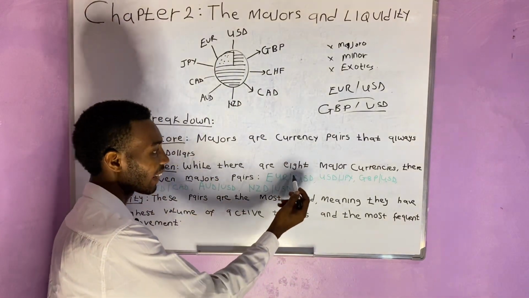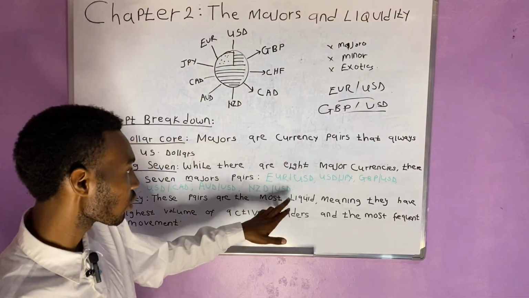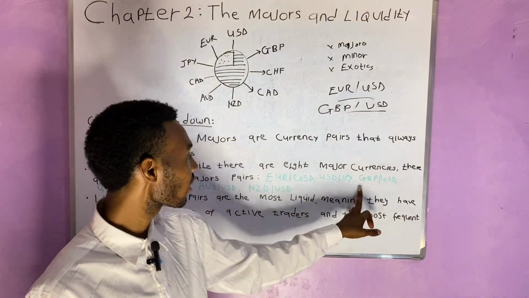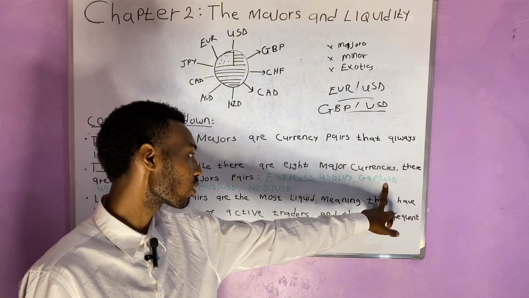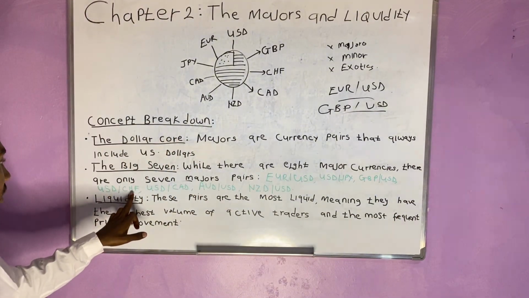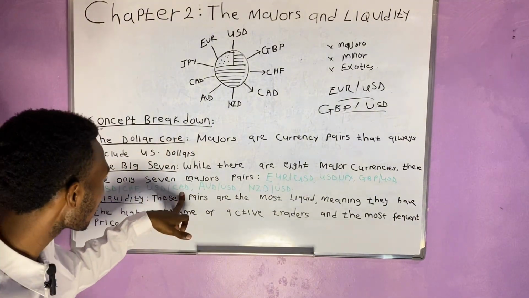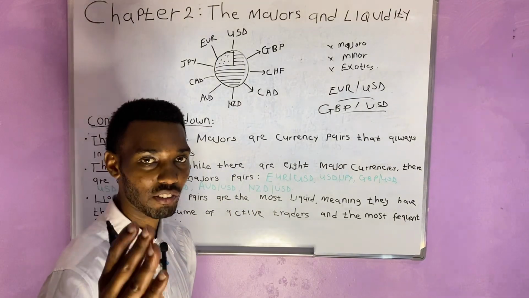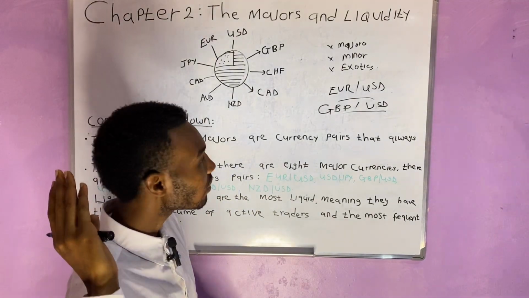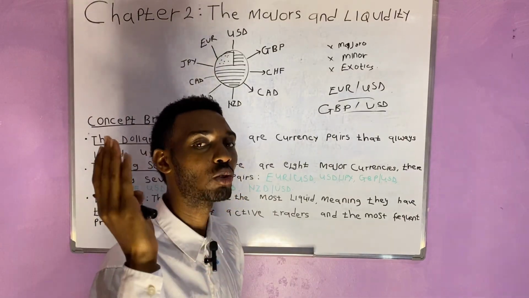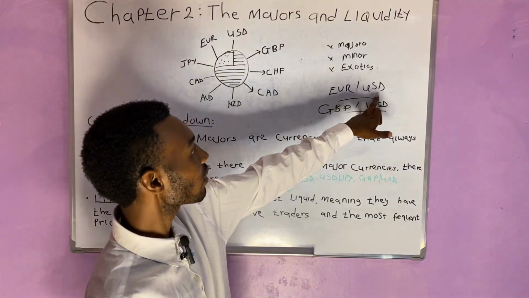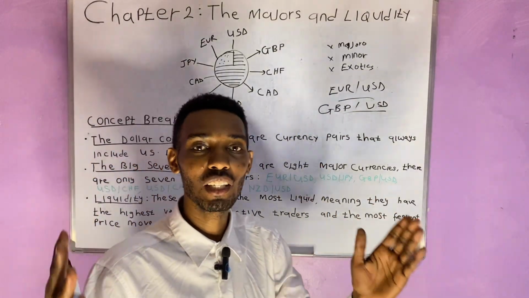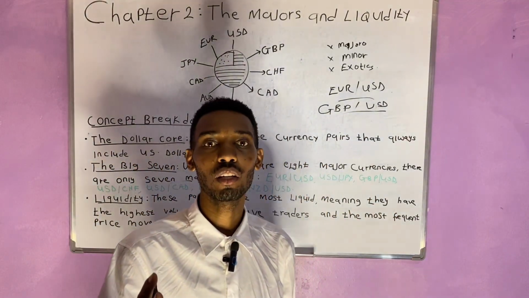Those are the ones that we always use with the USD. We have the Euro USD, USD JPY (Japanese yen), GBP USD (the British pound), the CHF, the USD CAD, AUD USD, and New Zealand USD. Those are the 7 major currencies that are grouped into pairs with the USD. That is why they are called the major currencies, because they include the USD.